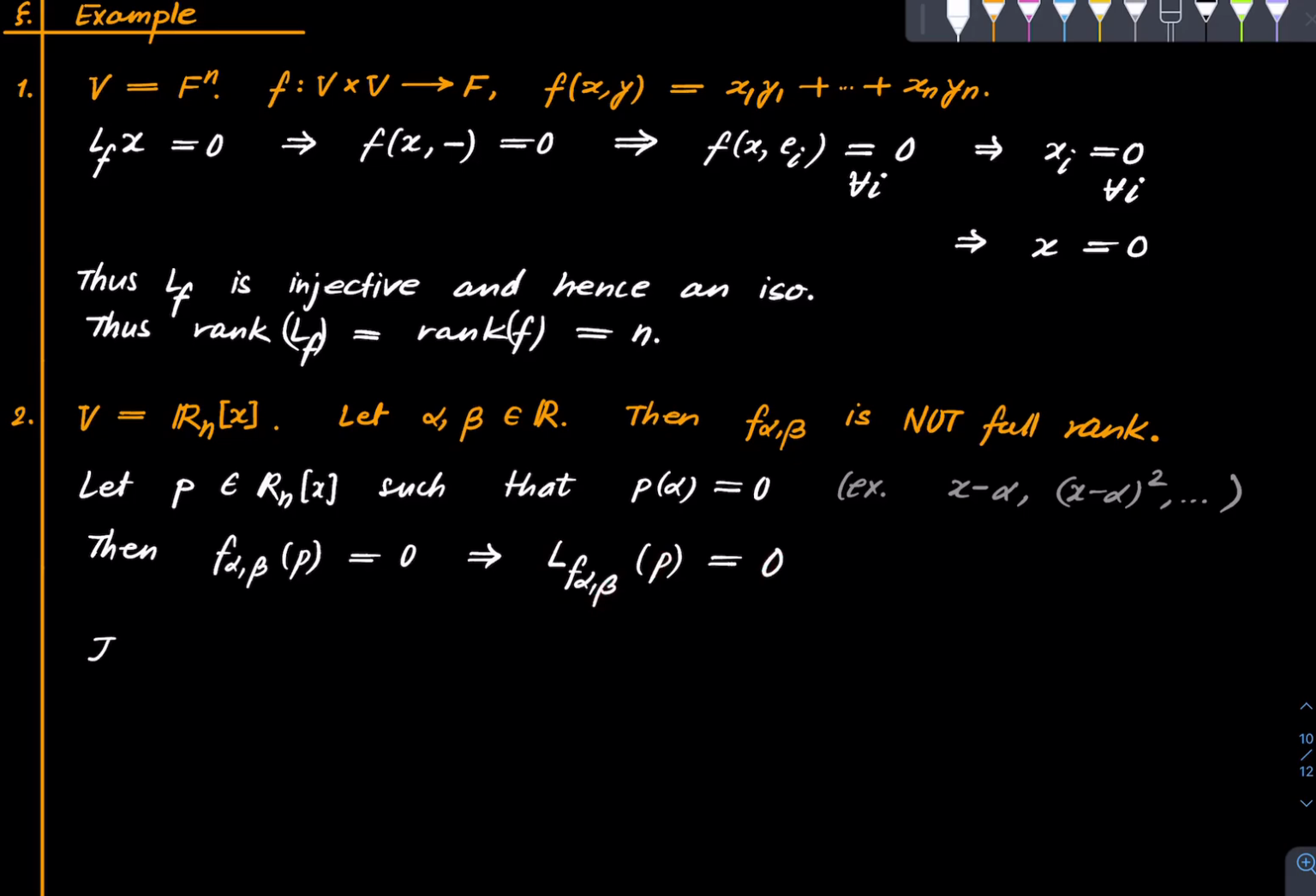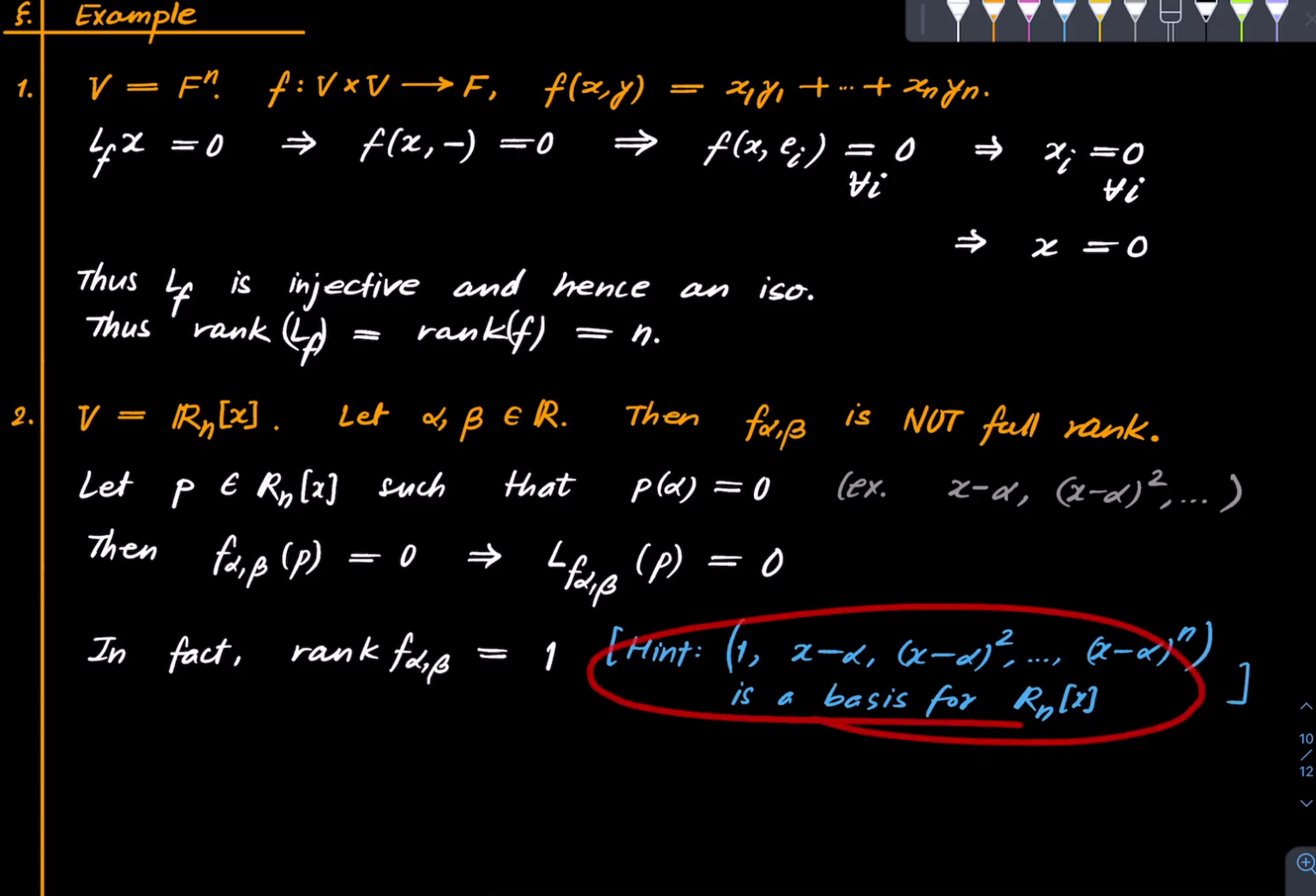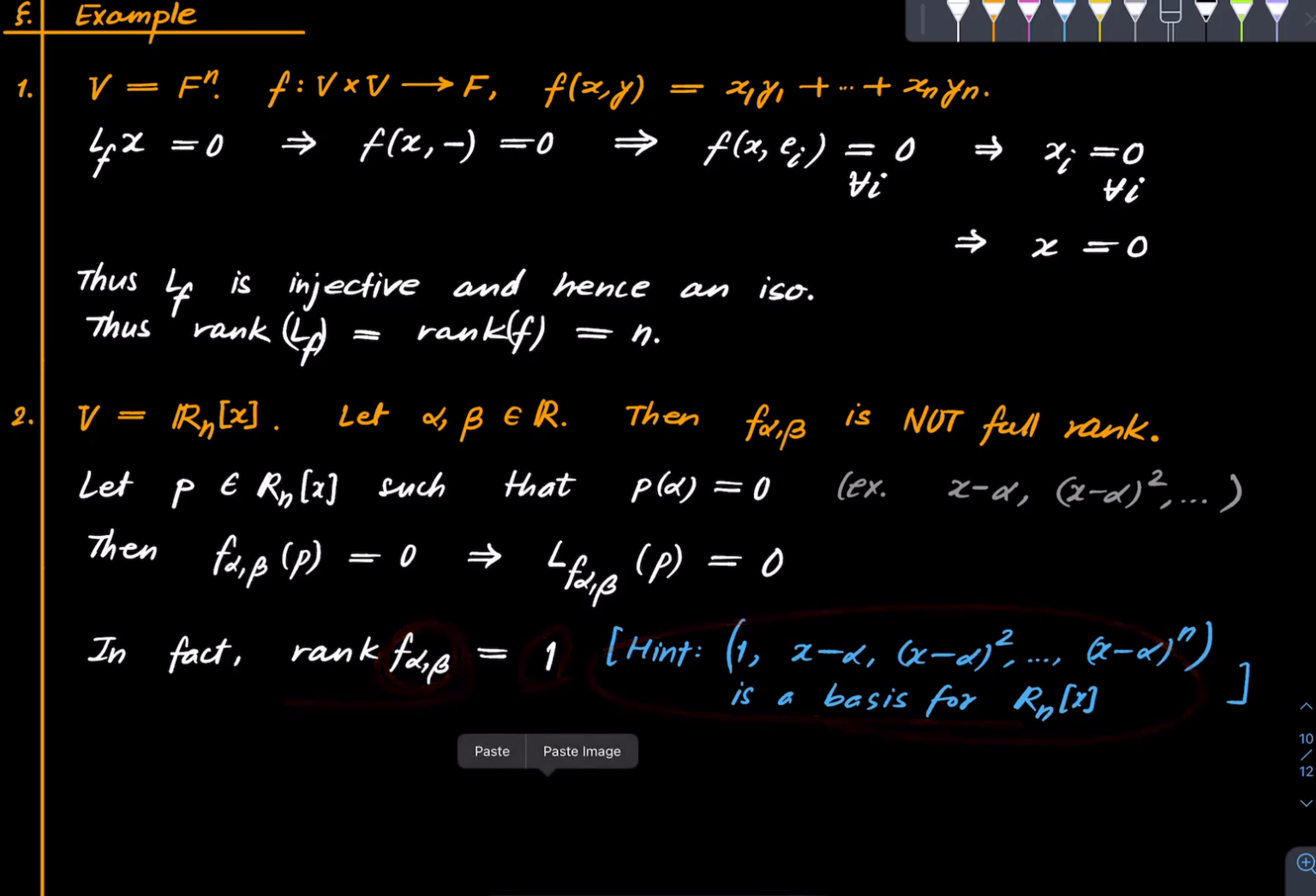In fact, the rank of this is actually 1. And to do this, here is the hint. This is a basis for this vector space. Maybe I should make tuples around it. Yeah, so using this hint, you can show that the rank of f alpha beta is actually 1. Okay, so it is far from full rank.